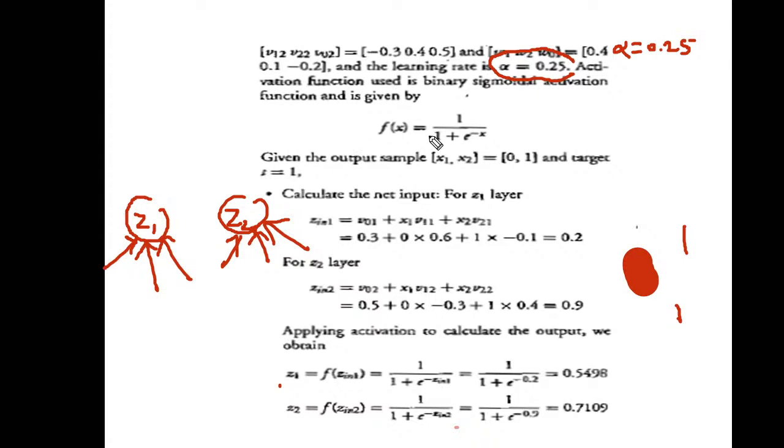So on here z1 and z2 we will have to find out total net input at z1 and total net input at z2. So total net input at z1 we will try to calculate first. How will we see? What is the formula for calculating? So this is the formula.